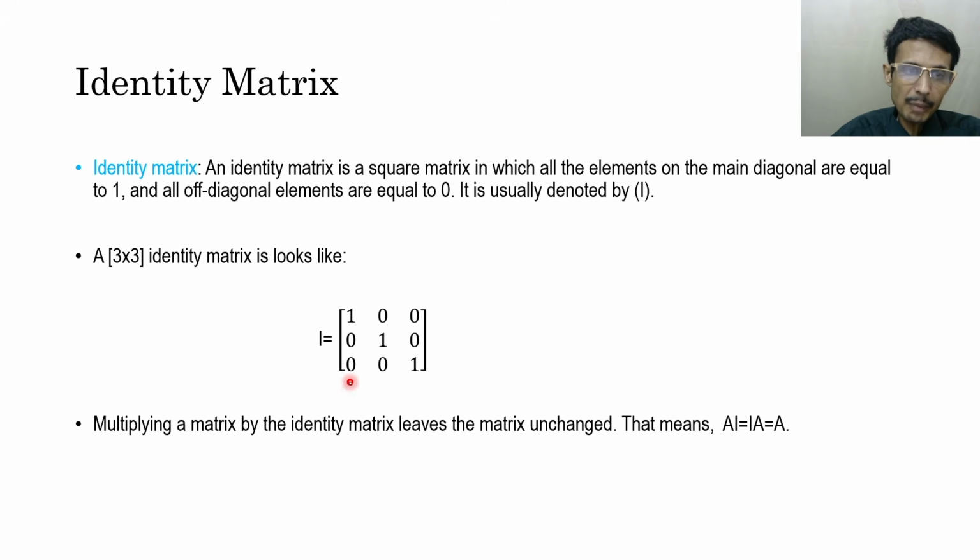The interesting property of this matrix is that if we multiply a matrix with the identity matrix, it remains the same. And it's commutative, both ways if you multiply.